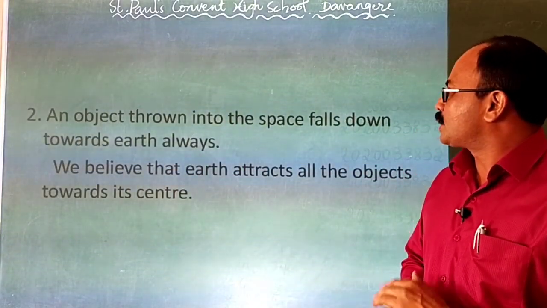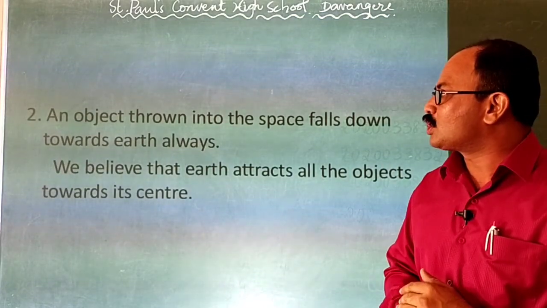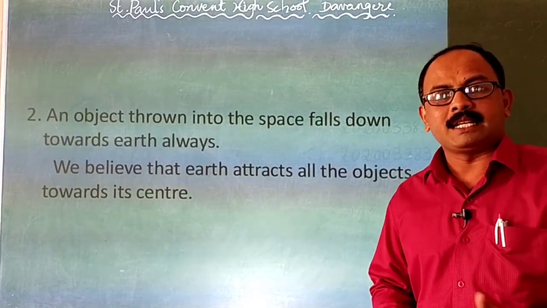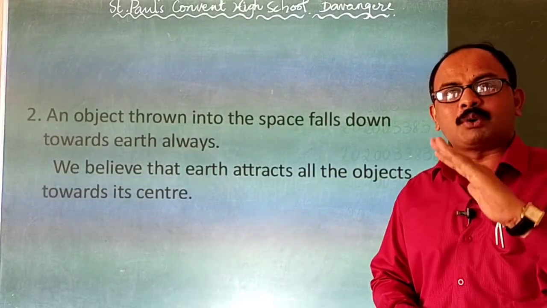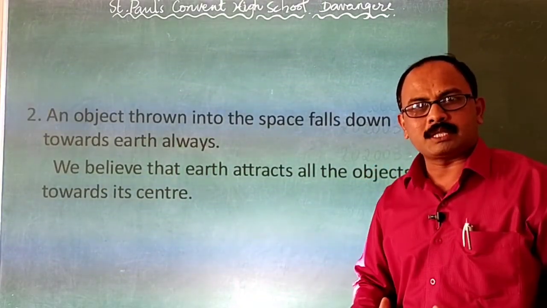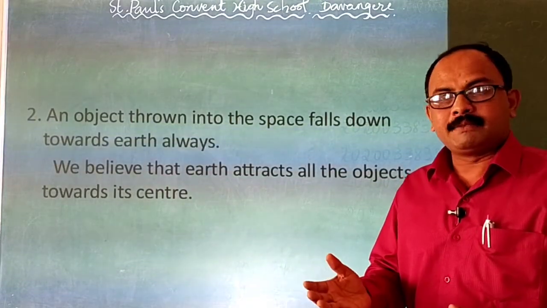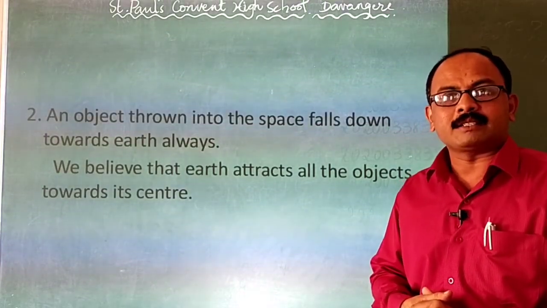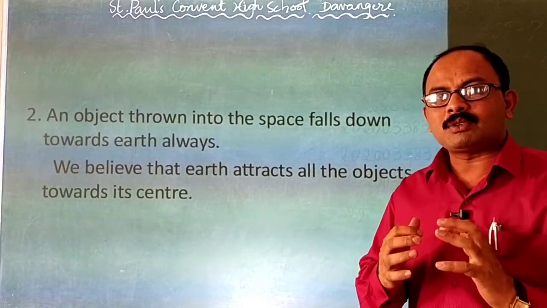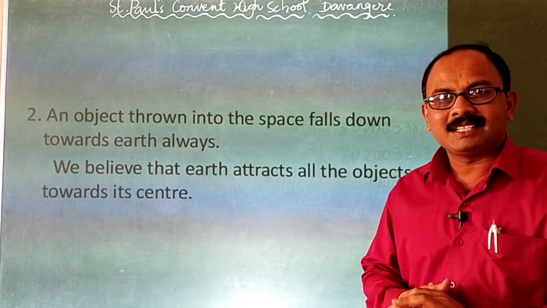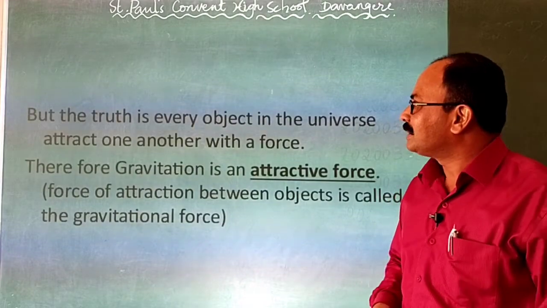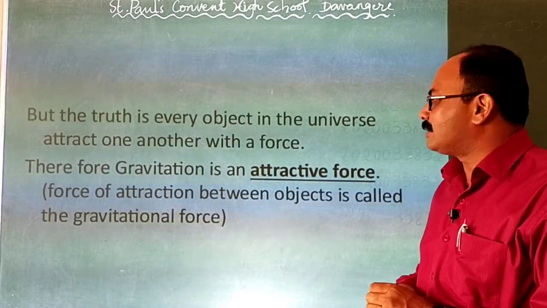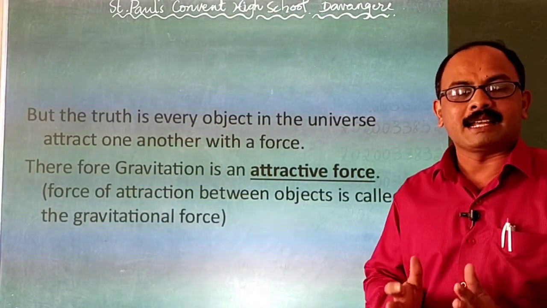An object which is thrown into the space always falls down towards the earth. It's a common activity which we have seen and experienced. Whichever object is thrown into the space, it falls down towards the earth only. It was believed that Earth attracts all the objects towards its center. This was the only thought we had. But it is not the truth. The truth is, every object in the universe attracts one another with a force. This is the reality, children.